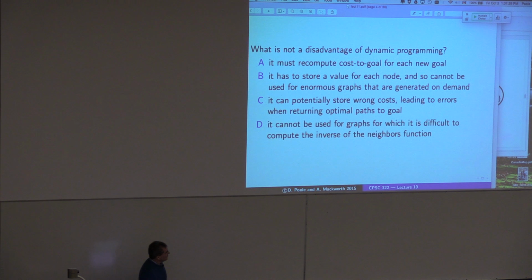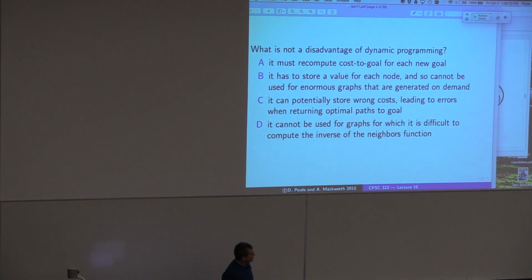It essentially has to store every node. And if you look at the graphs that we saw before, some of these enormous graphs, you just can't store all of them. So you can't store a value for every node in these enormous graphs. Because a lot of the things we're looking at so far, when we talk about exponential space, we mean the cases where we're not actually storing the graph, we're just generating it on demand. So storing the whole graph is something we want to avoid.